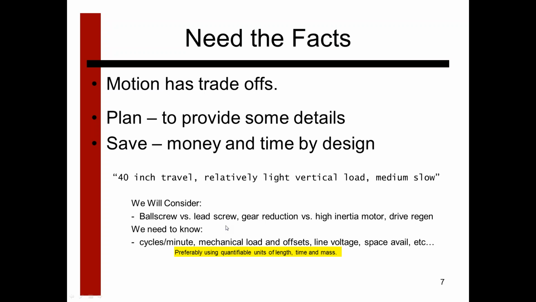By the way, light load meant 10-pound load, and it was offset by 6 inches away from the carriage, which is a pretty significant moment load. All this comes into play with me picking the right solution. So we're going to start asking questions.